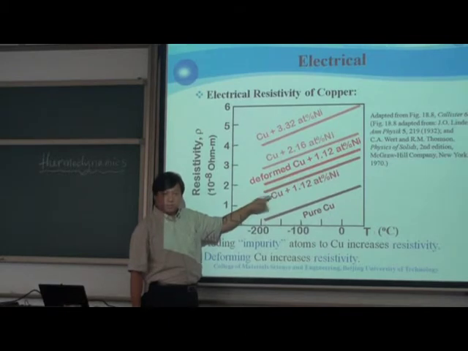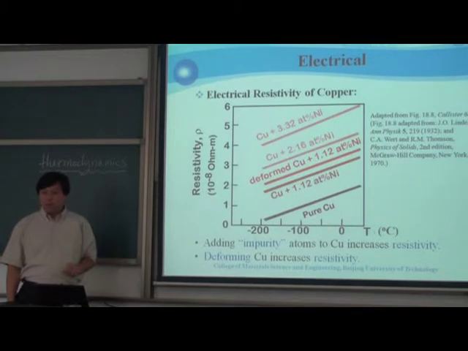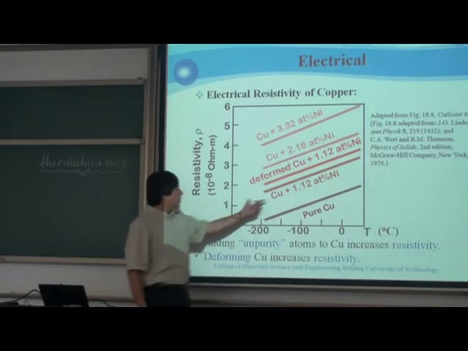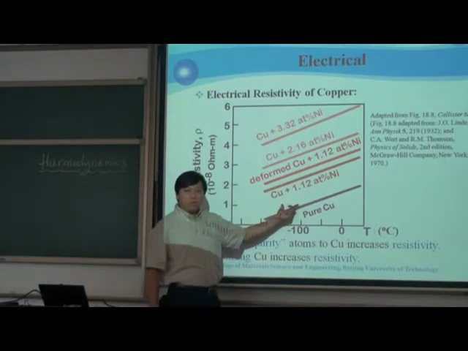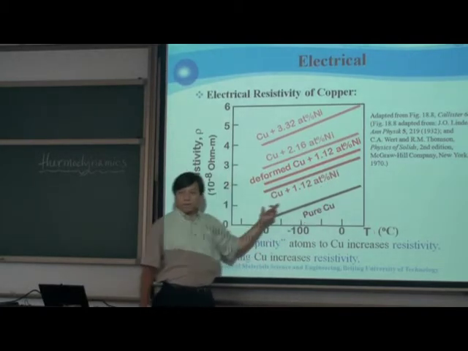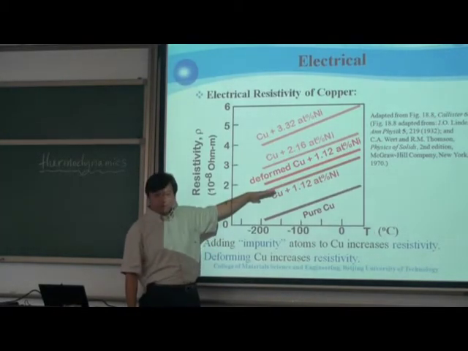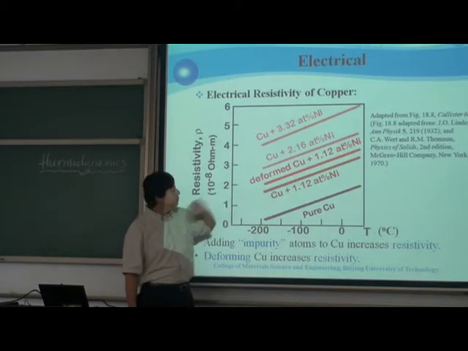this material. Where's the difference? Because why? This is pure copper. If you add 1.12% nickel into copper, what is going to happen? You do see an increase in the resistivity value, right?